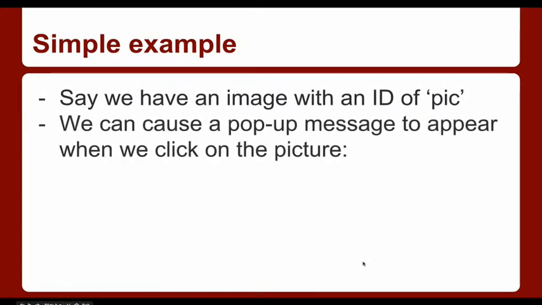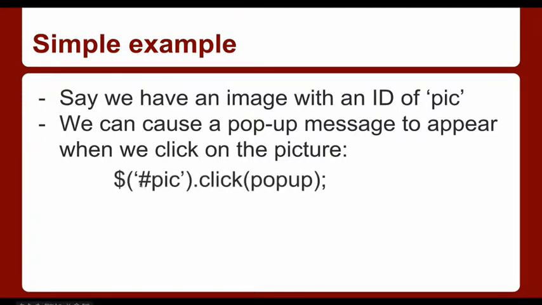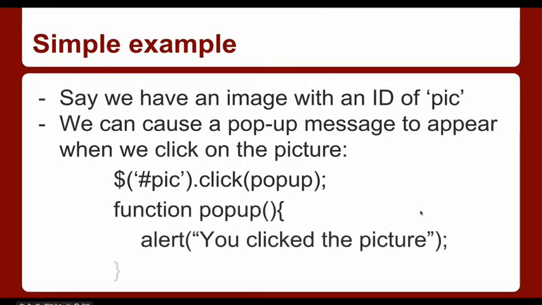Say I had a picture and I gave it an ID of pic. If I wanted a pop-up message to appear when I click on the picture, then I would put something like this: hashtag pic, talking to my pic ID, .click, and then popup. So what's popup? Well, popup is a separate function that I'm going to write below that's going to have the code in it that I want to run. So in this case, I'm going to say just simply alert you clicked on the picture. Now, there's a lot of books out there, a lot of tutorials that cover this in a different way.